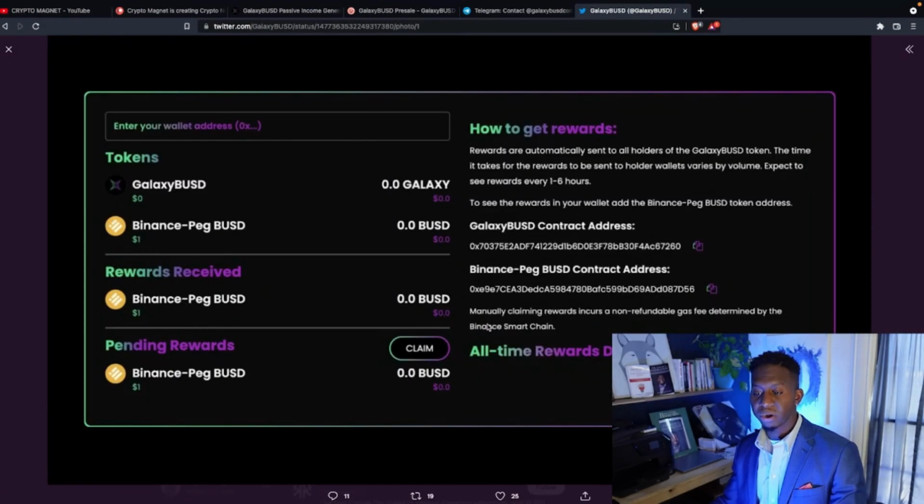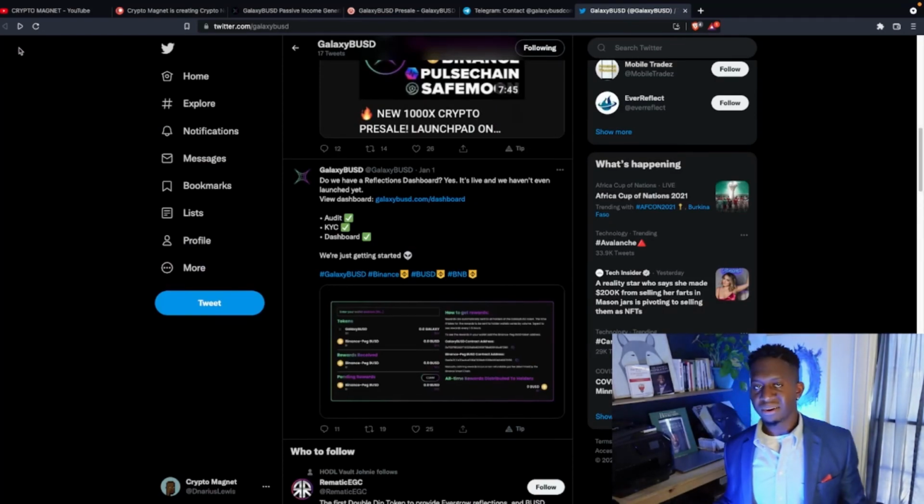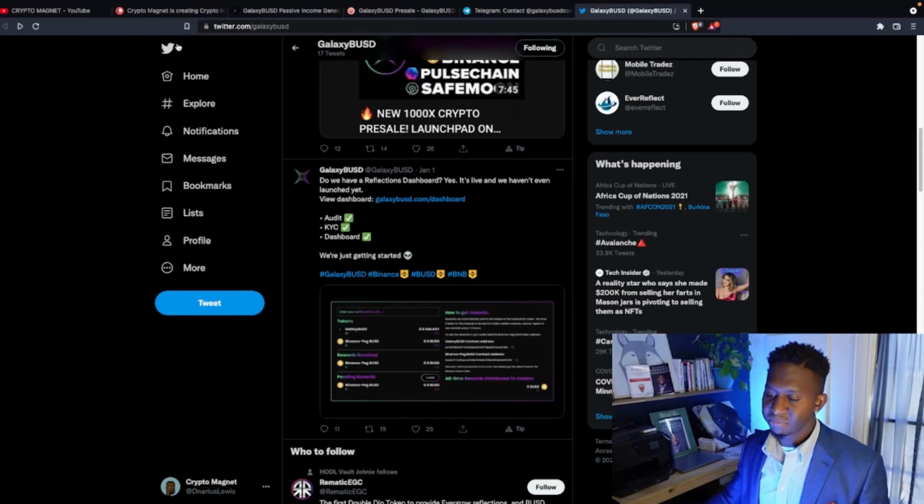And this is a very beautiful picture of their dashboard. So just imagine when this thing launches, you have all your GALAXYBUSD here, and you see how much BUSD you're earning as well. You get the 2-for-1 special. This is the ecosystem. Just by holding this GALAXYBUSD, you earn passive income of BUSD. Guys, it just makes sense in my eyes.